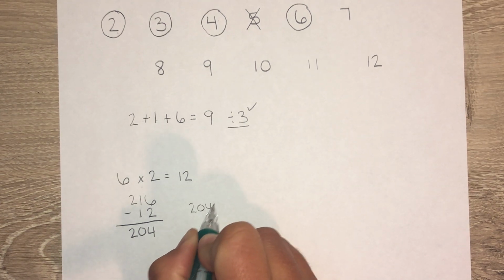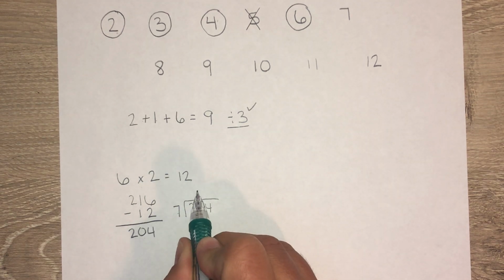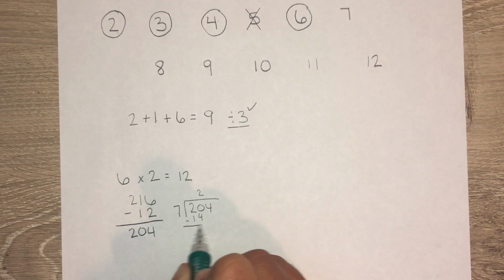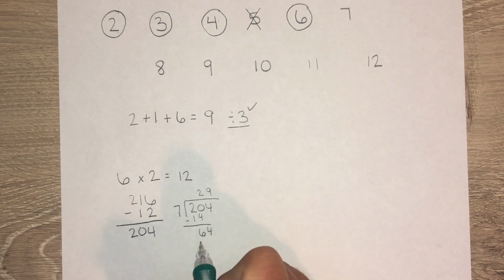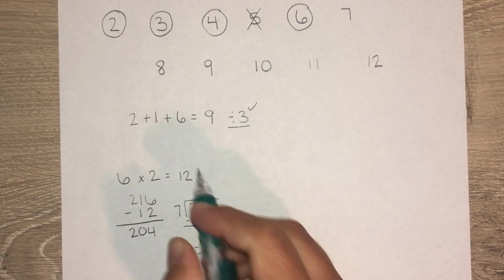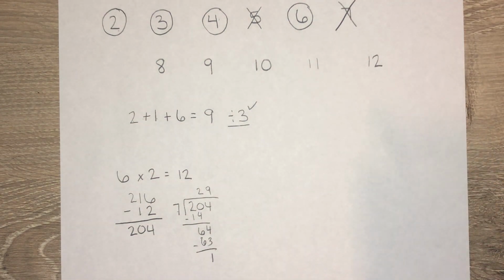If 204 is divisible by 7, 7 goes into 20. If I'm going too fast with this division, no, this isn't going to work. There's going to be a remainder. So nope, not divisible by 7. In this case it would have been easier just to divide 216 by 7.